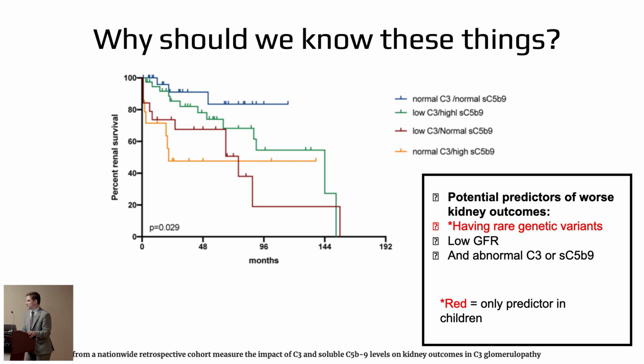What are the other predictors of kidneys not surviving? Genetics. So rare genetic variants are usually the worst in terms of kidney survival. Having a low kidney function to start isn't good. And then having abnormal C3 or this SC5B9, which is the end of the cascade, or end of the line, of the complement activation pathway.